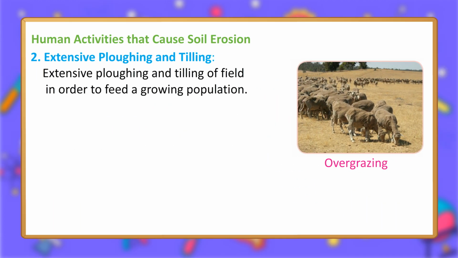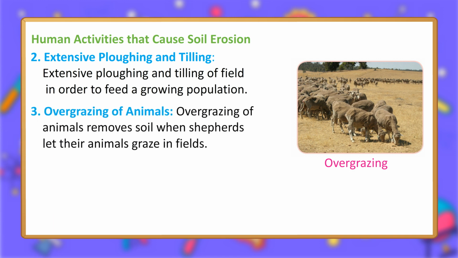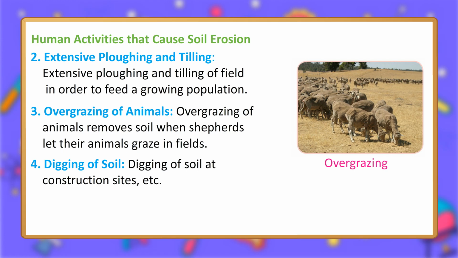2. Extensive plowing and tilling. Extensive plowing and tilling of field in order to feed a growing population. 3. Overgrazing of animals. Overgrazing of animals removes soil when shepherds let their animals graze in fields. 4. Digging of soil. Digging of soil at construction sites, etc.